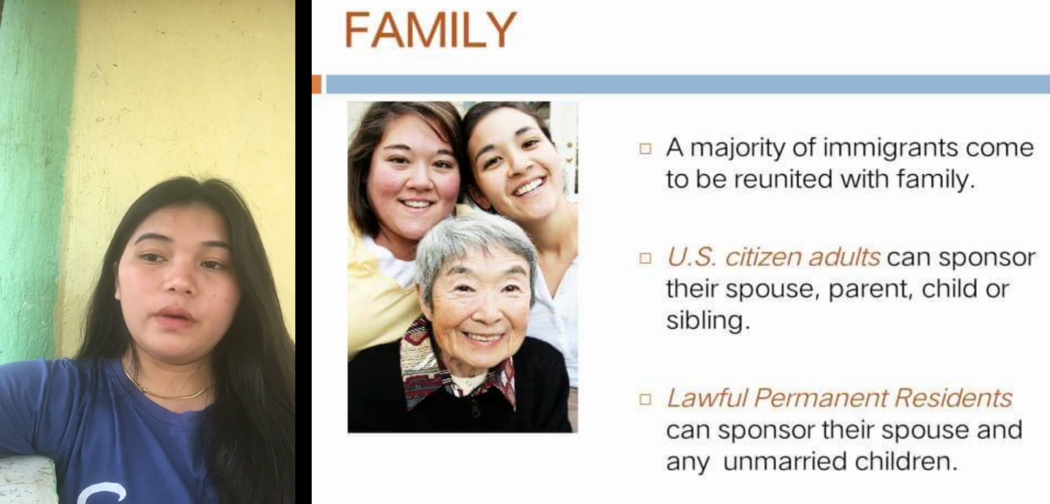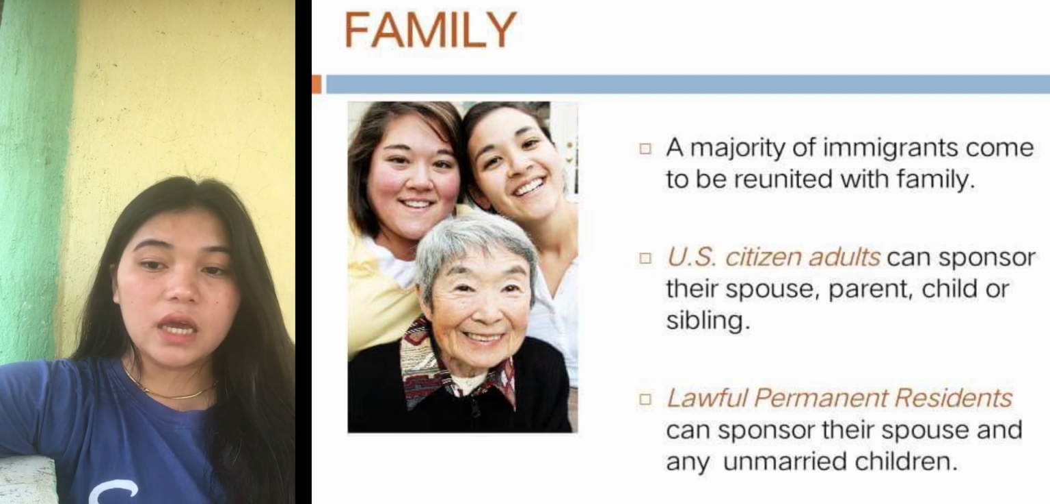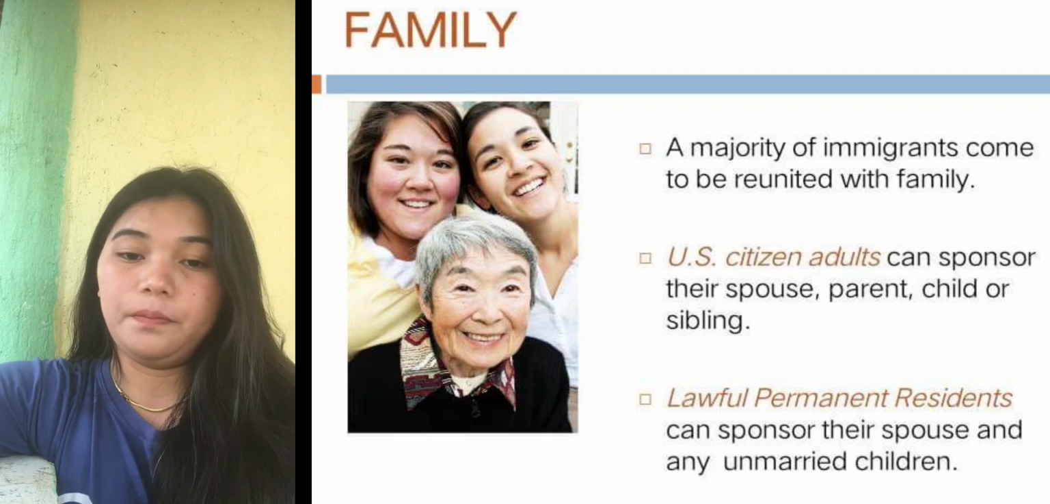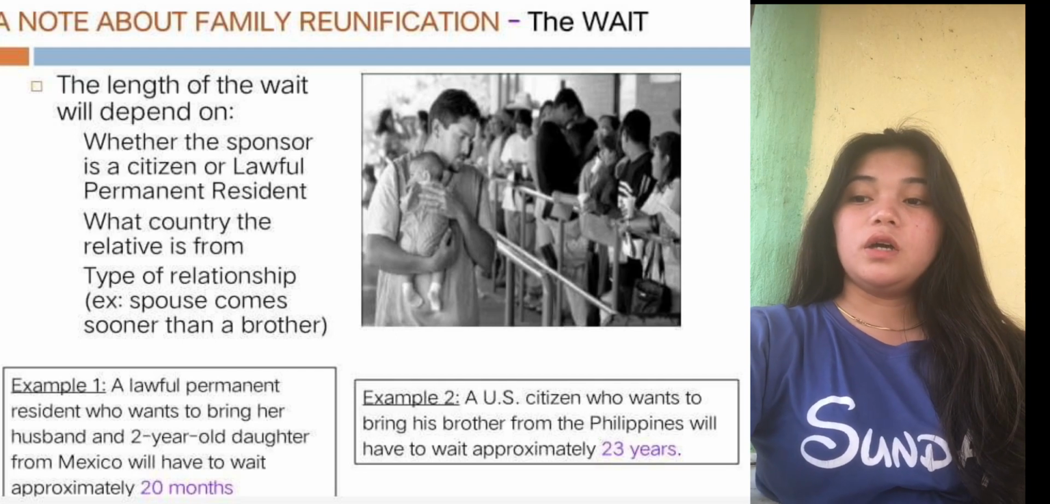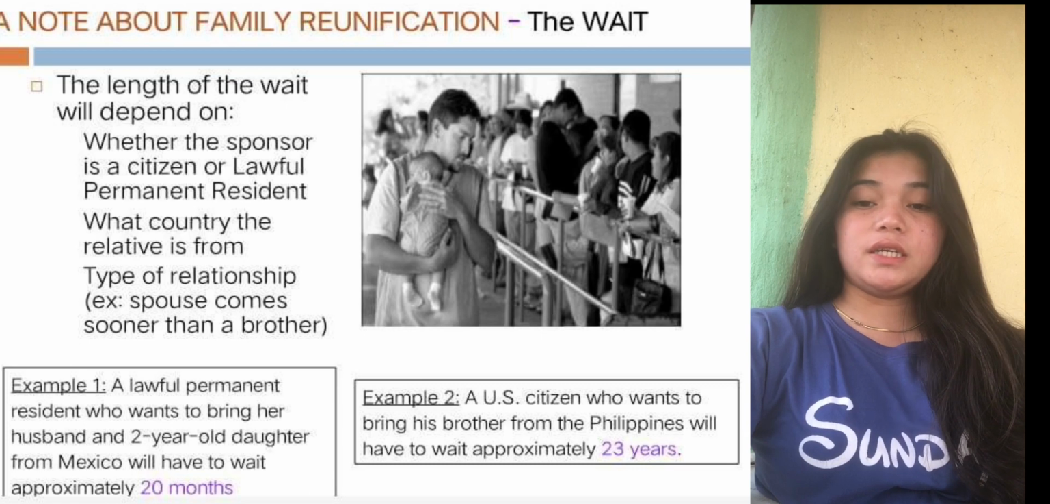First, a majority of immigrants come to be reunited with family. Second, United States citizen adults can sponsor their spouse, parent, child, or sibling. And the third, lawful permanent residents can sponsor their spouse and any unmarried children. A note about family reunification: the wait. The length of the wait will depend on whether the sponsor is a citizen or lawful permanent resident, what country the relative is from, and the type of relationship.